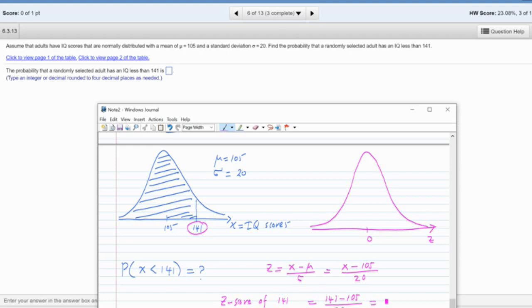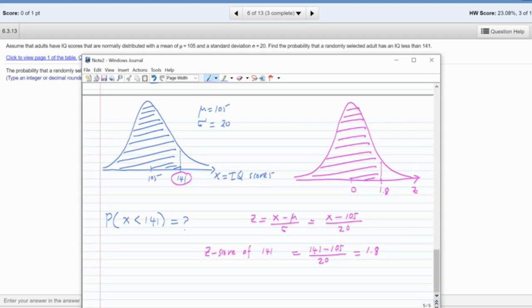So let's find this value. 141 minus 105 divided by 20, so it is 1.8, sorry. Okay, 1.8. Now 1.8 is right here, so this is the area that we need to find. How do we find this area? It is a left tail area. It's already a left tail area, so we can refer to the table straight away.